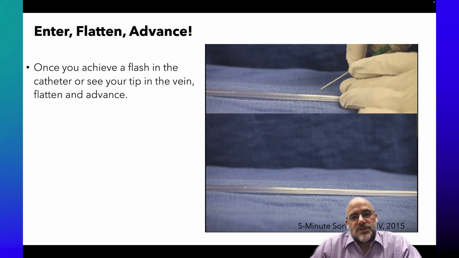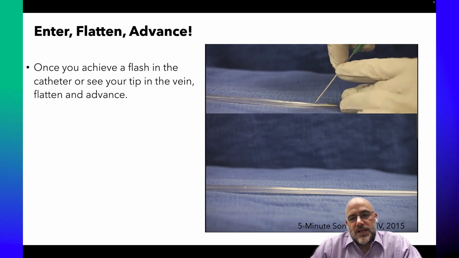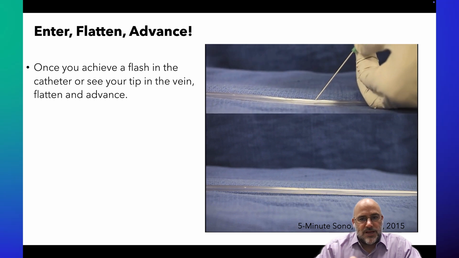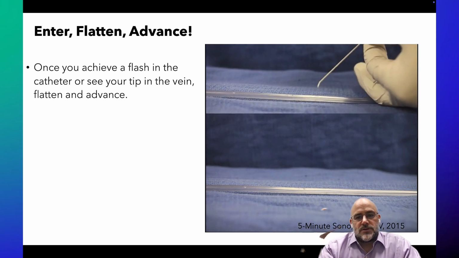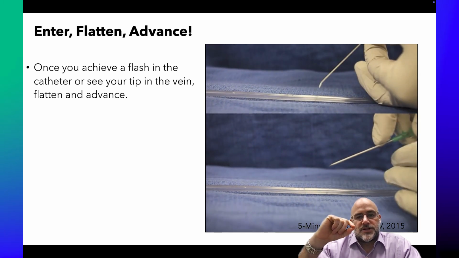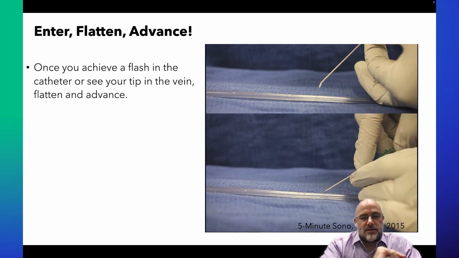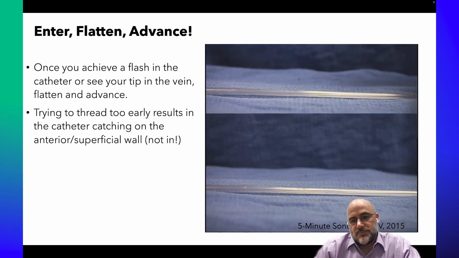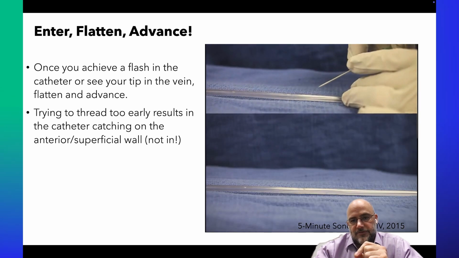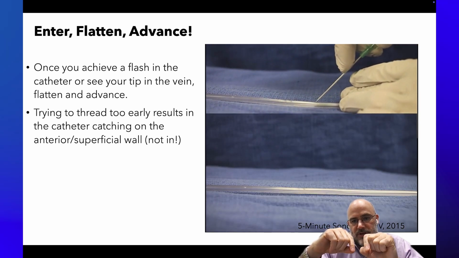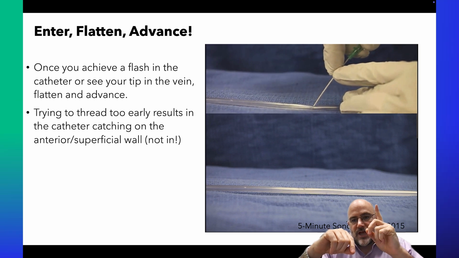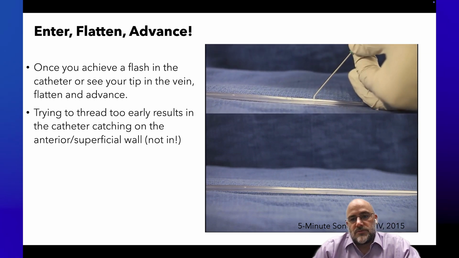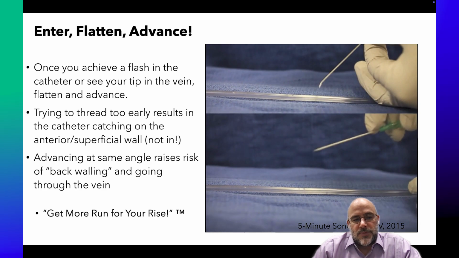Remember, just like you would for a blind IV, you want to enter the vessel, and then instead of continuing and hitting the back wall, as soon as you get flash, you want to flatten out and then continue along the vessel. If you thread too early, as you saw on that top screen, you'll have flash because the bevel will pierce the vessel. You'll start to have some backflow of blood, but the plastic is still outside the vein. So it's very difficult to advance, and that's not going to work.